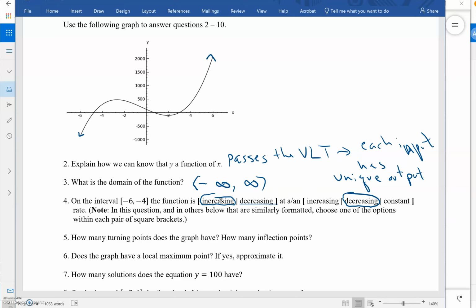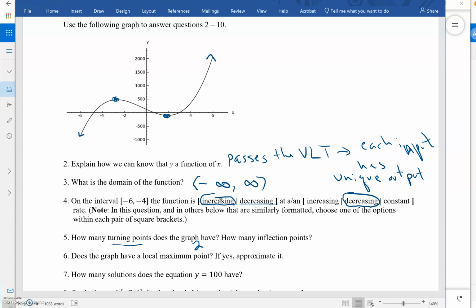It's leveling off. That's the thing to pay attention to. Okay, what about number 5? How many turning points does this graph have? Well, turning points correspond to local maxes and mins, and we have roughly a max around there, and a minimum around there, so that's 2. So we have 2 turning points.